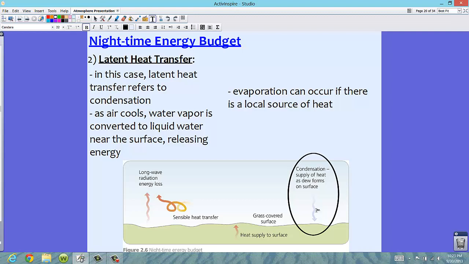Now as air cools, water vapor is converted to liquid water, and this happens near the surface. Because this happens, energy actually gets released. So energy gets back into the energy budget. Unlike with evaporation, evaporation actually uses the energy. When we go from water vapor to liquid water, we're actually releasing the energy. So that energy is able to go back into the nighttime energy budget. Now evaporation can occur at night if there's a local source of heat. So evaporation can happen, it just is pretty rare unless there is a source of heat around.